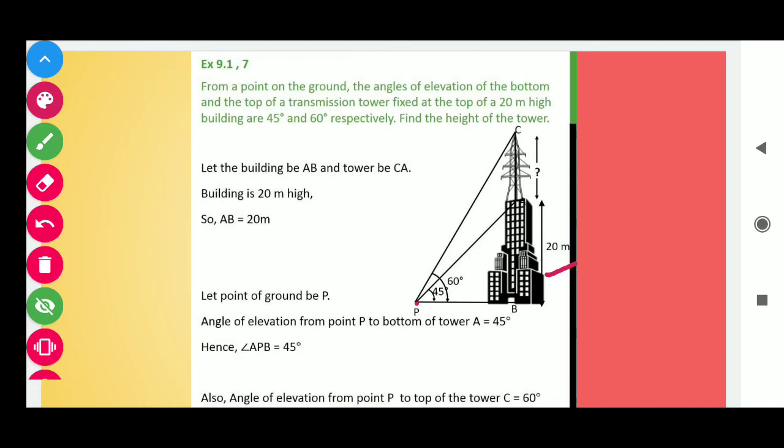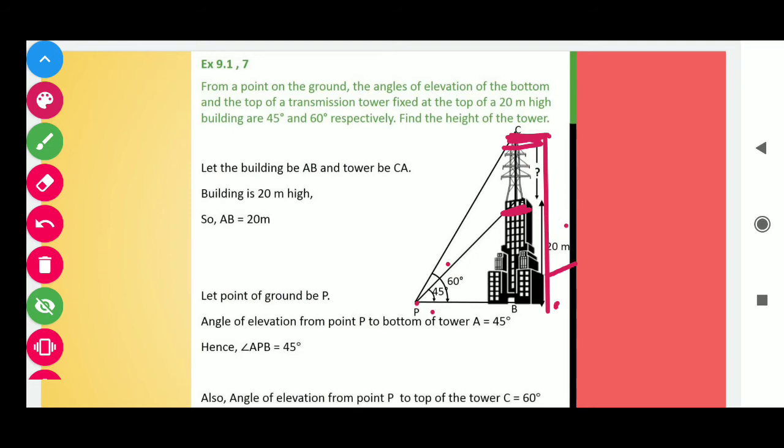Students, we have to take a point on the ground, and angle of elevation means when we look from the bottom upward. The angles of elevation of the bottom and the top of the transmission tower. Here is a transmission tower, you can see. This is the transmission tower, and the angles of elevation of the bottom and the top of the transmission tower are 45 degree and 60 degree. You can see here. And we need to find the height of the tower.